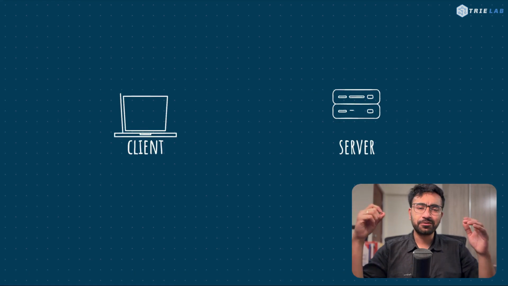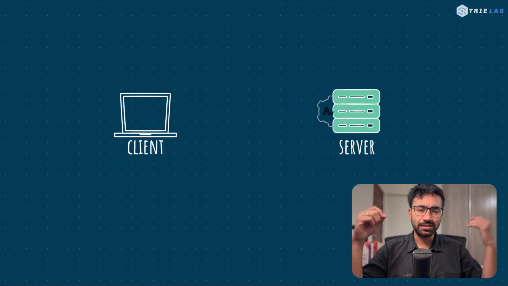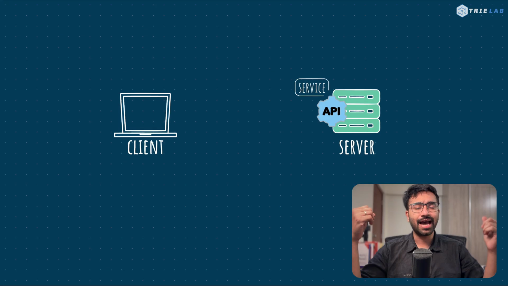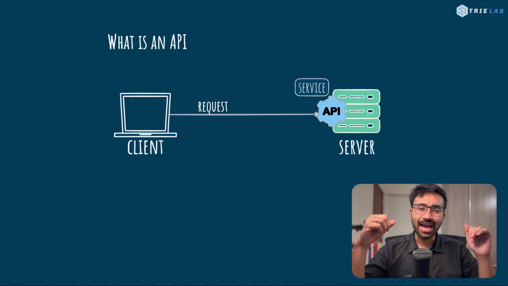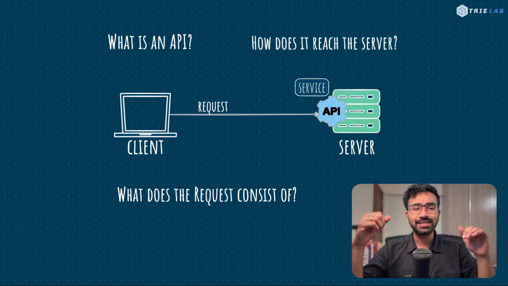Let's start with the most fundamental client-server model, where you have a server that is exposing an API as a service and the client is sending a request to the API. But what exactly is an API? What does the request consist of, and how does it even reach the server?